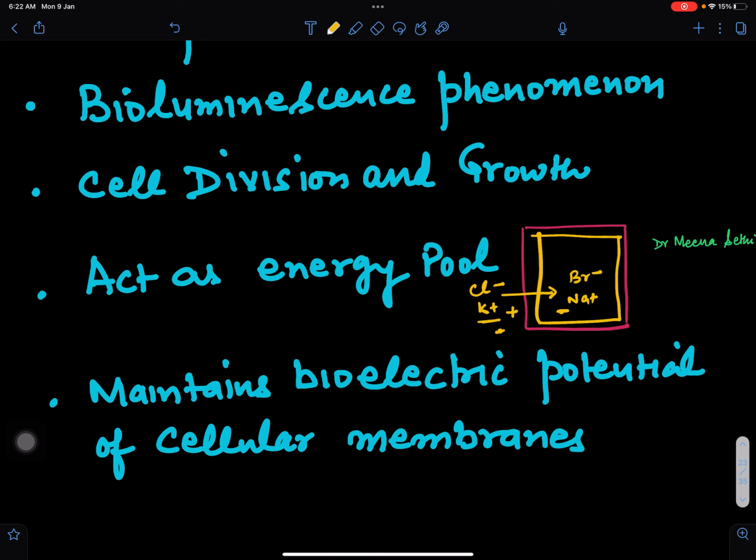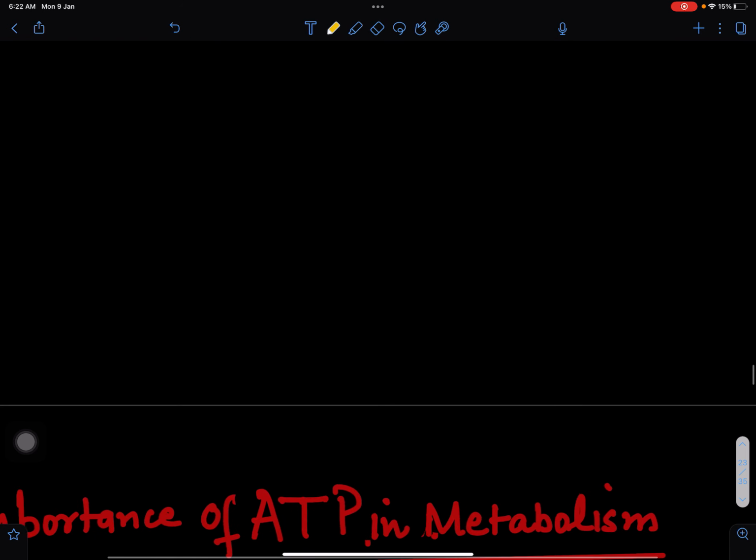Supposing the cell needs potassium, doesn't need sodium, so potassium will go inside. To compensate the charge balance, sodium will come out. In that way, positive and negative charges are maintained across the membrane. This is called bioelectric potential. So ATP also helps in transportation, and also helps in maintaining this potential across the membranes.